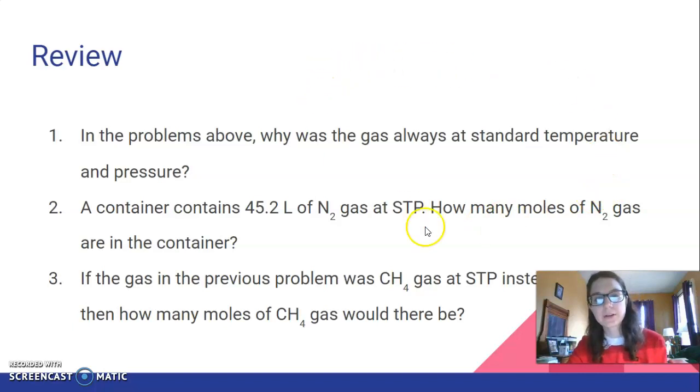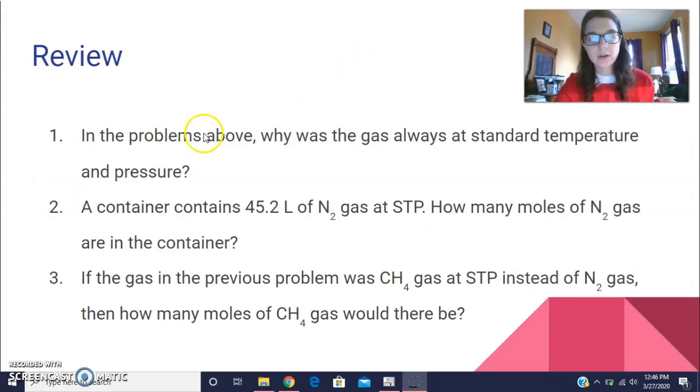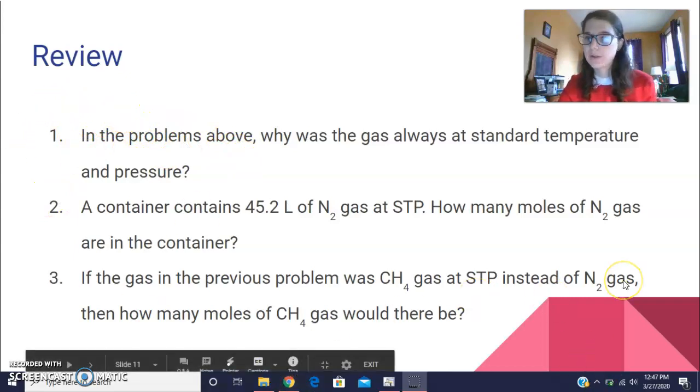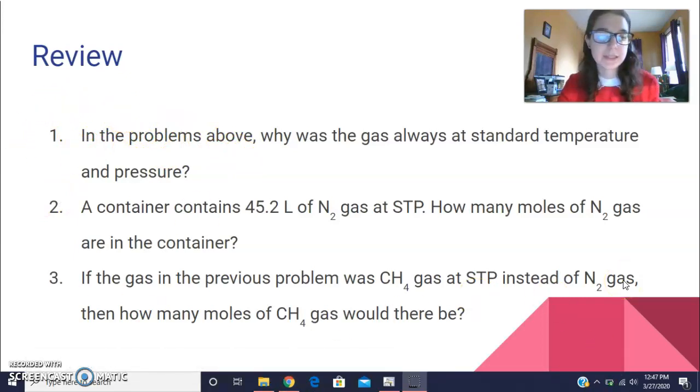Okay, so I'm not going to go through the answers of all these review questions, but I will talk about how you think about them, how you set them up to solve them. So in the problems above, why is the gas always at standard temperature and pressure? Remember that conversion unit we have, that 22.4, is only true at standard temperature and pressure. So if we had something at 100 degrees Celsius, which is not standard temperature, could we use that conversion factor?